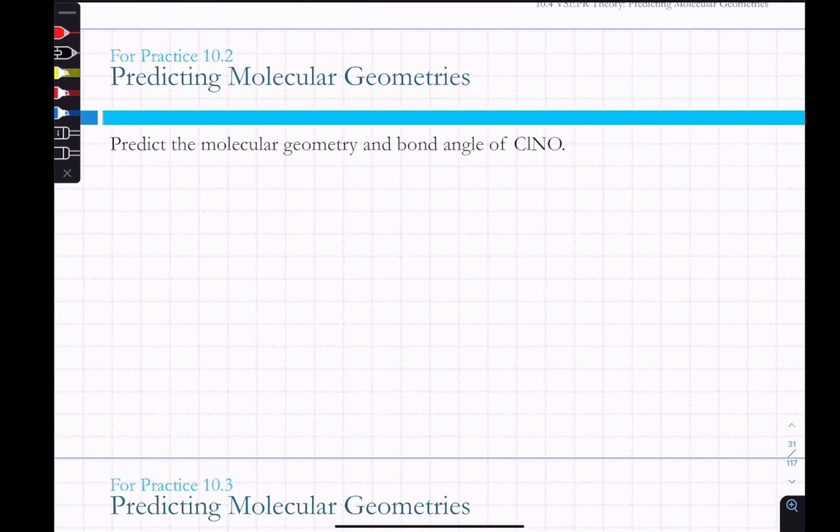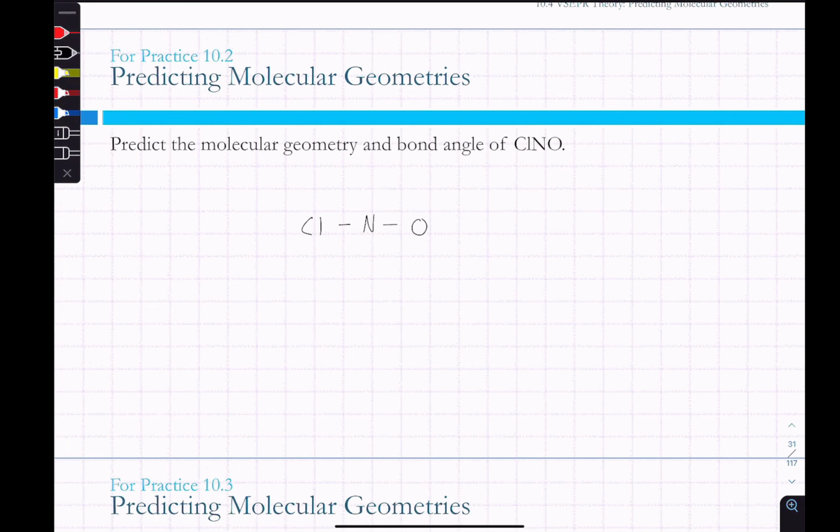That's ClNO. I don't even know what that would be called, to be honest. Chlorine, nitrogen, oxygen. So that would be the skeletal structure.